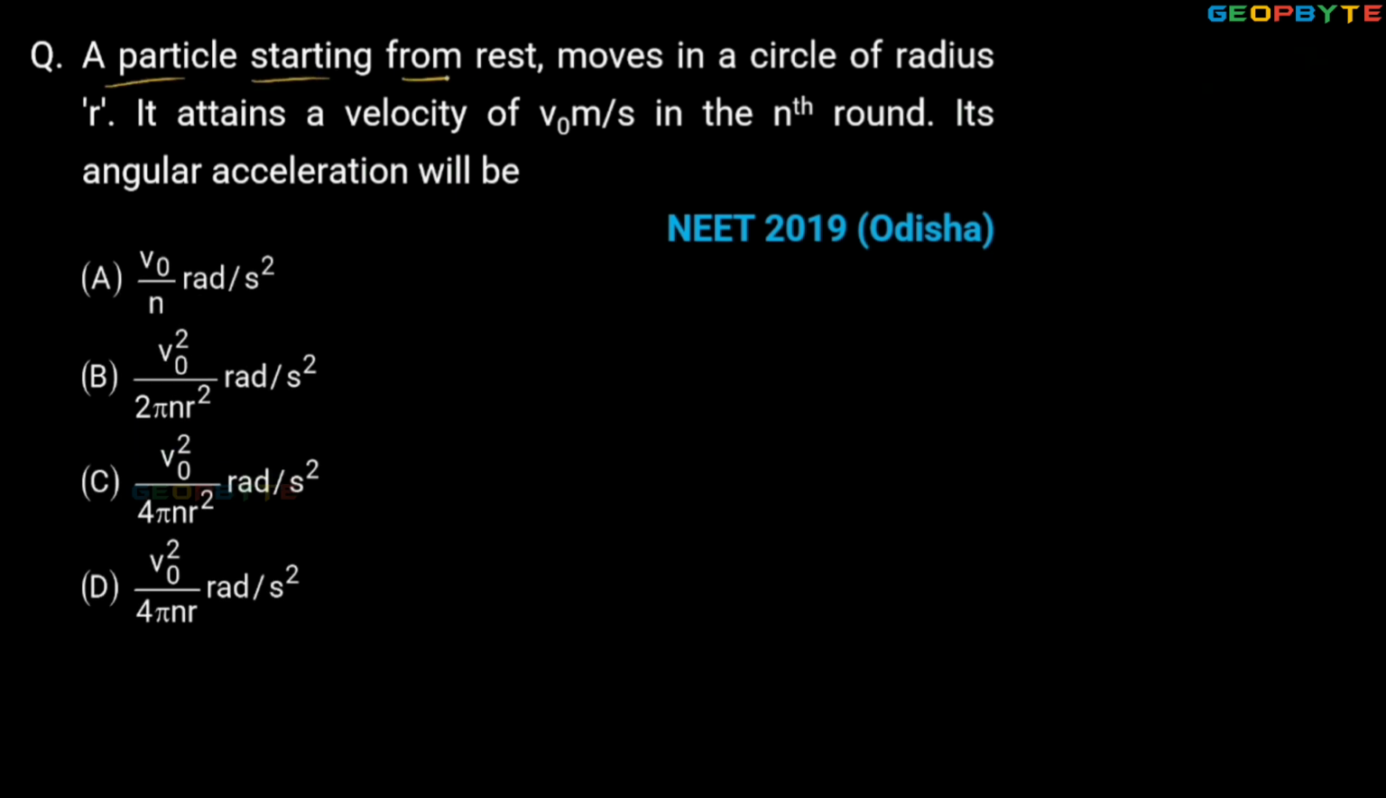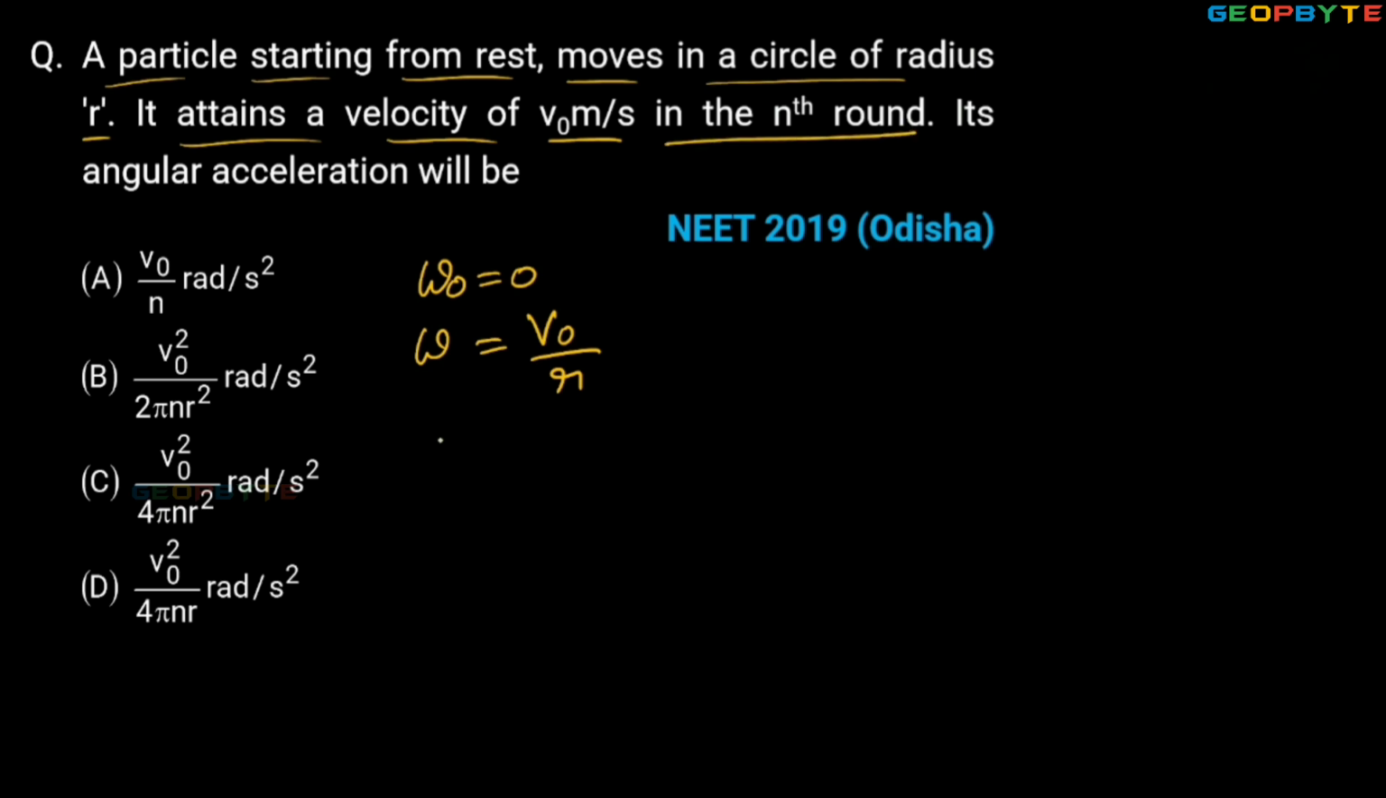Similarly, look at another important problem asking like this. A particle starting from rest moves in a circle of radius r. A particle starting from rest means initial angular velocity omega naught equal to 0, and it is circulating with radius of rotation r, attains a velocity of v naught meter per second. That means final angular velocity equal to v naught by r in the nth round. Nth round means angular displacement theta equal to 2 pi n. Then its angular acceleration will be, a very simple problem.